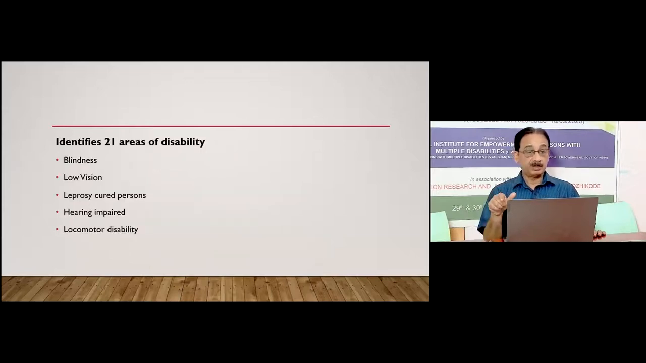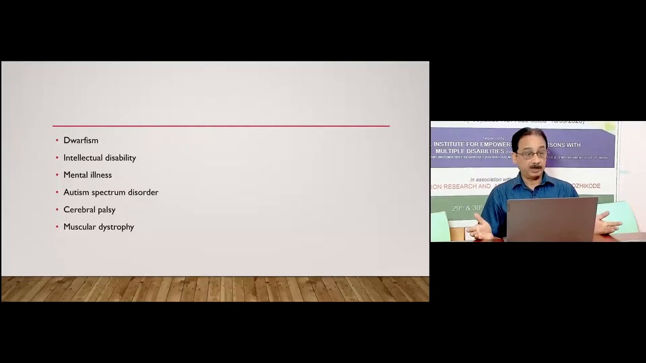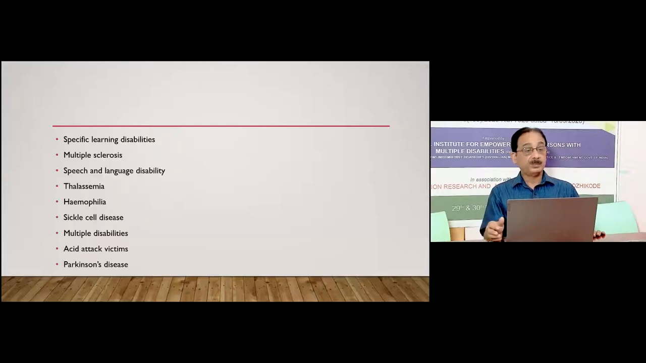Then there are 21 areas of disability as per the RPWD Act. In the PWD Act 1995, there were only 7 items. Now they have introduced more items. These 21 items include blindness, low vision, leprosy, hearing impaired, locomotor disabled, dwarfism, intellectual disability, mental illness, autism spectrum disorder, cerebral palsy, muscular dystrophy, various chronic neurological conditions, specific learning disabilities, multiple sclerosis, speech and language disability, thalassemia, hemophilia, sickle cell anemia, all these hematological diseases, then multiple disabilities, acid attack victims, and Parkinson's disease. These are the 21 items included in the RPWD Act 2016. You need not remember all these things, but just remember there are 21 items in this Act.